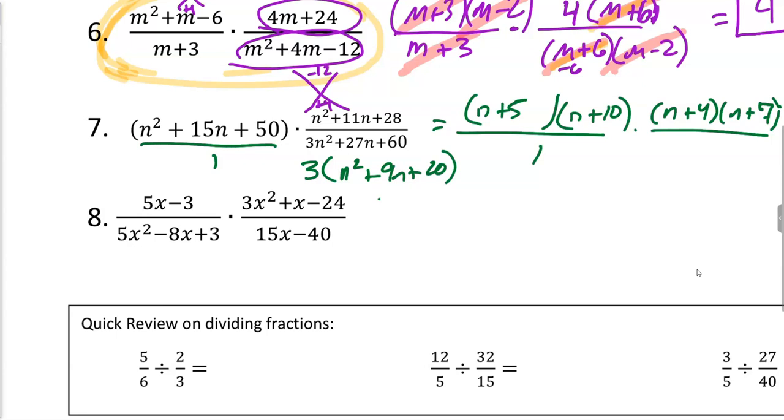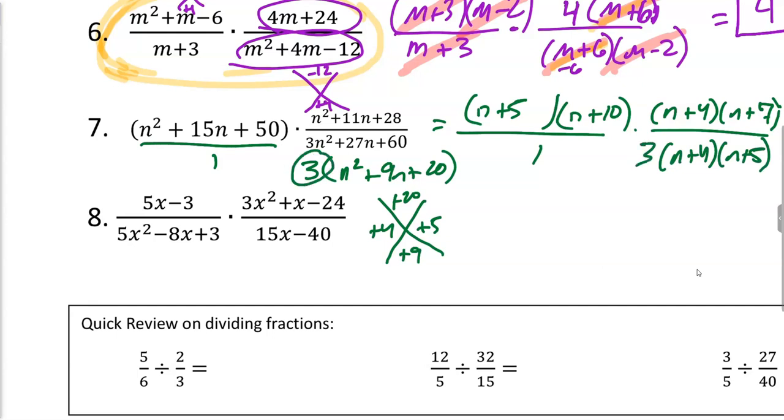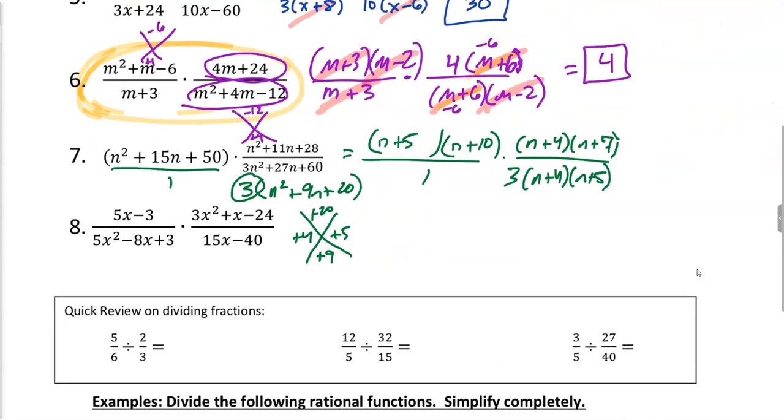So what multiplies to make 20 and adds to make 9? Okay, so 4 and 5. So n plus 4, n plus 5. But don't forget that there's a 3 in the front because I took that out. Okay? You guys see where the 3 came from? And n plus 5 also.